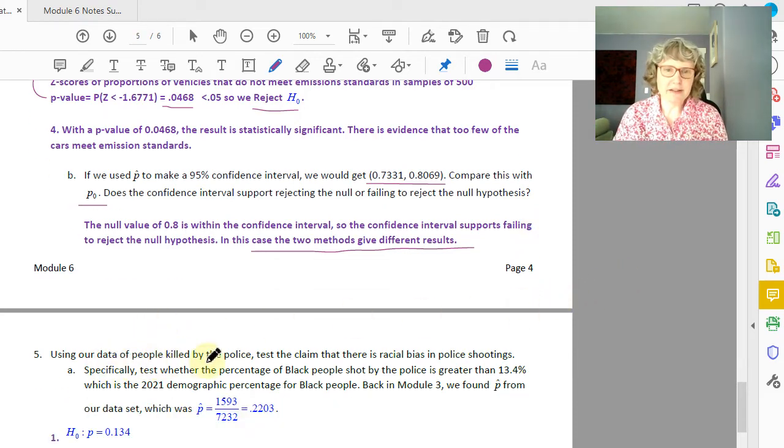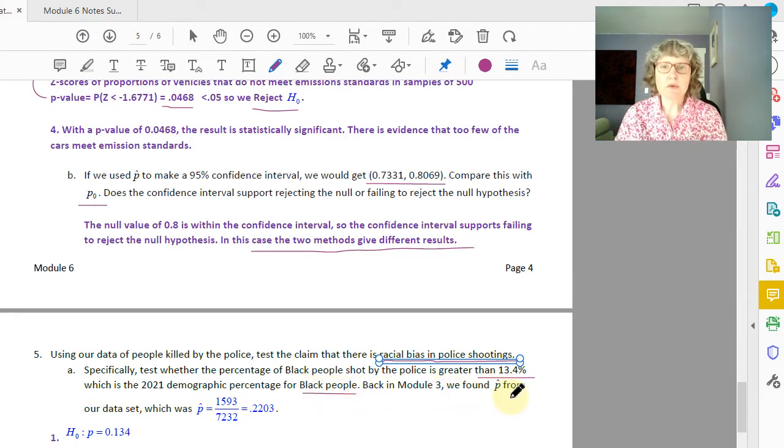Using our data set, so we're going back to the people killed by the police. Test the claim that there is racial bias in police shootings. But what does that mean? Could be a lot of things. Specifically, test whether the percentage of Black people shot by the police is greater than 13.4%, which is the demographic percentage for Black people in the US.